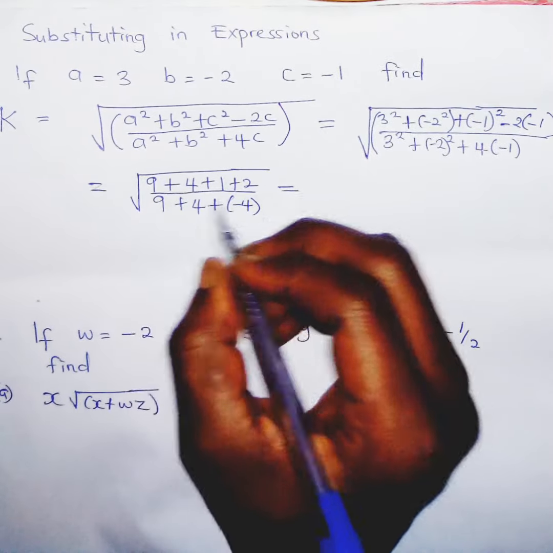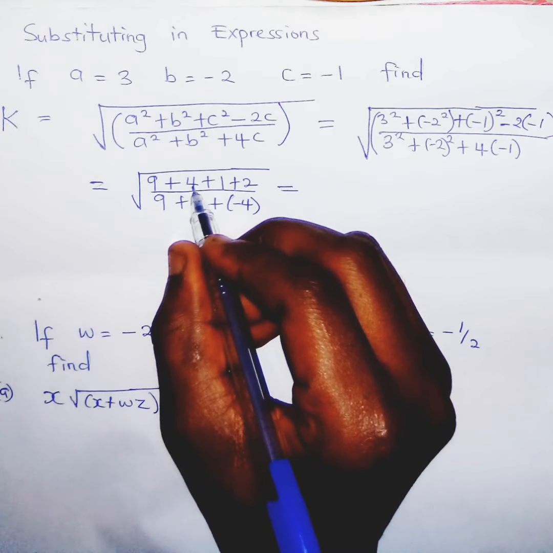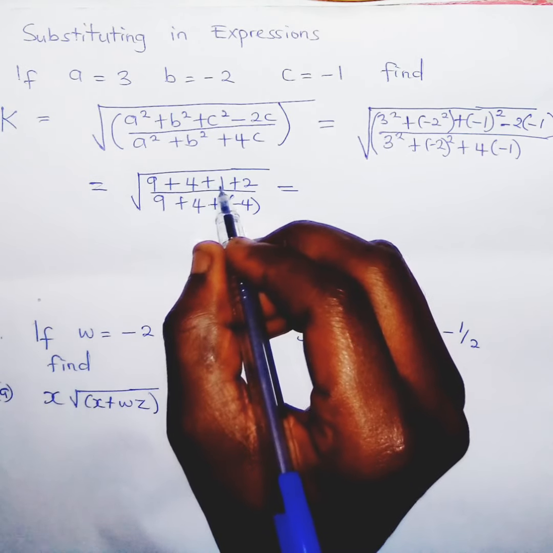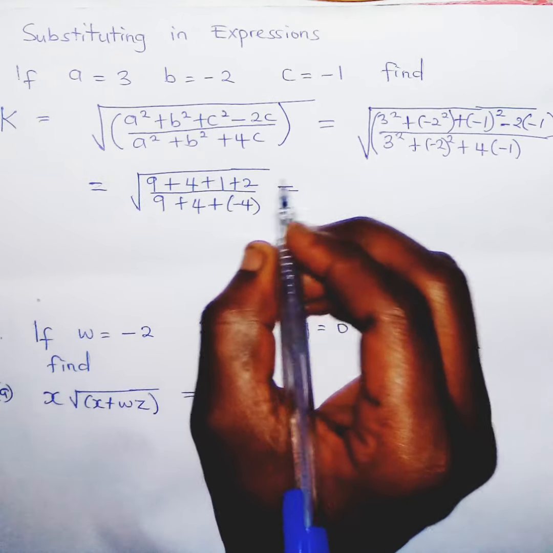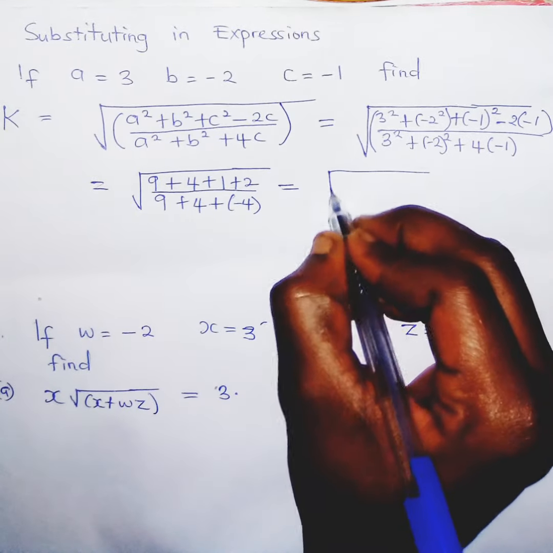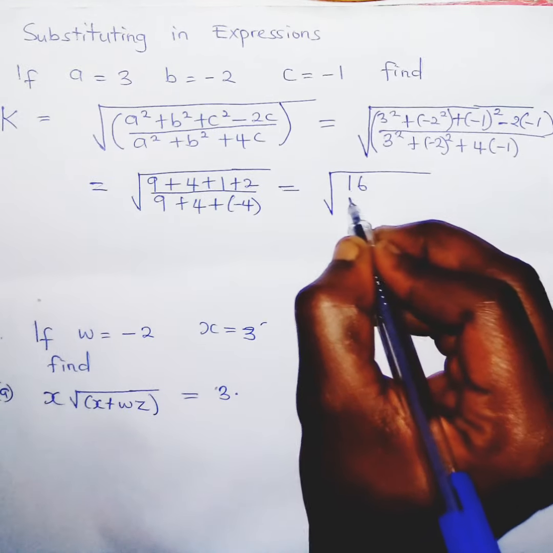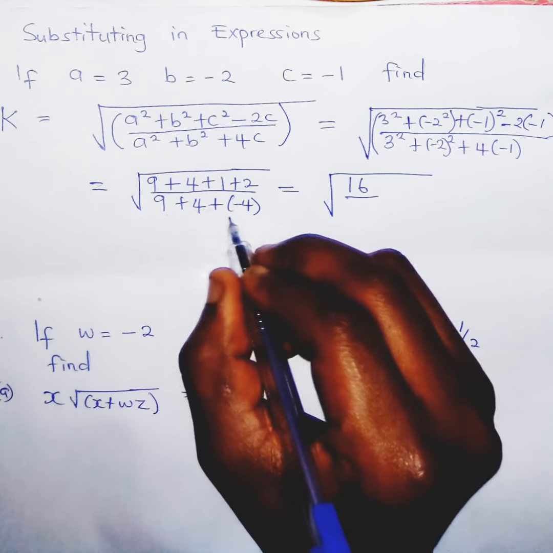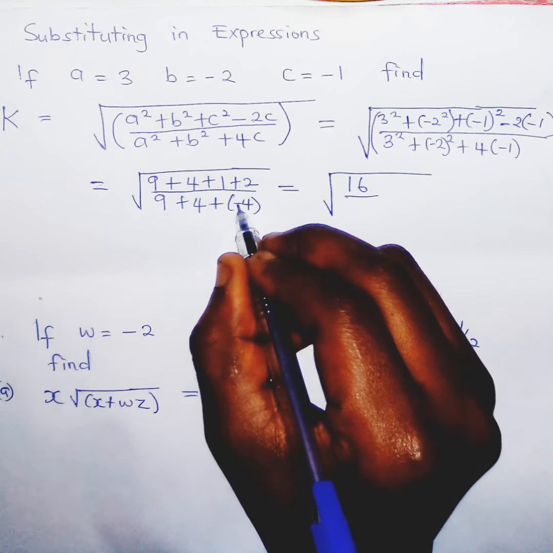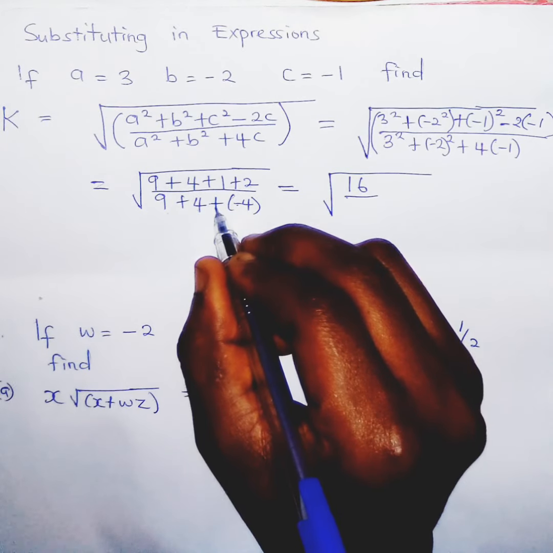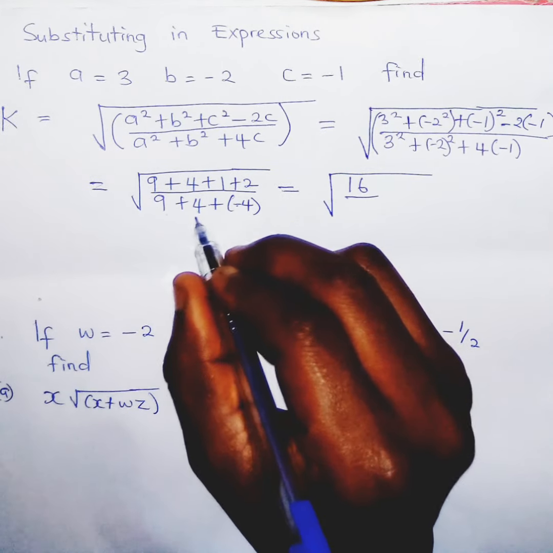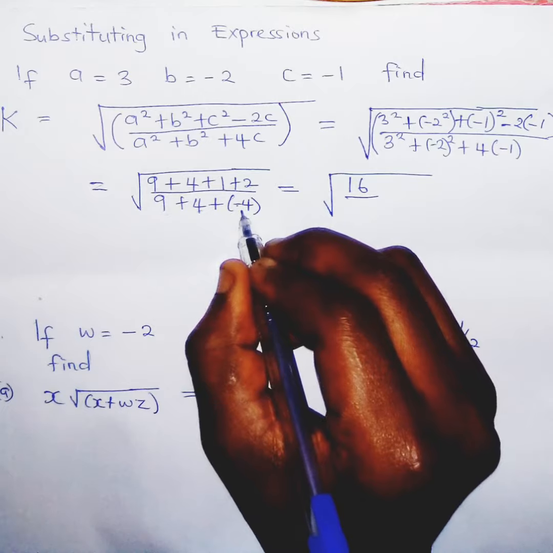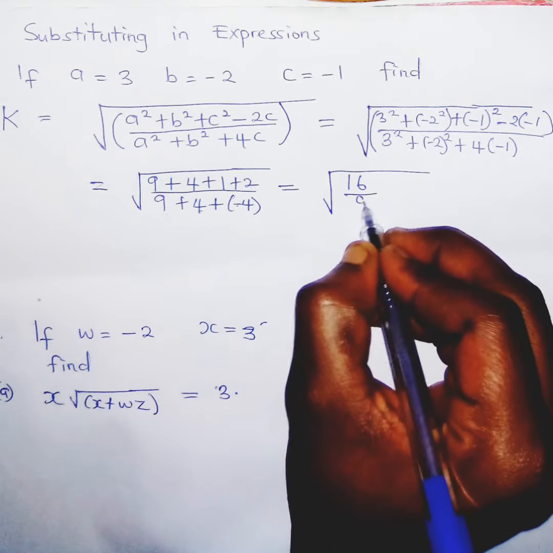So this will give us 9 plus 4 is 13 plus 1 14 plus 2 16. So this will be square root of 16 all over 9 plus 4 is 13. Now because of this minus sign inside, this will change this one to a negative sign. So we have a 4 minus 4, which will give us a 0, and we are left with 9.